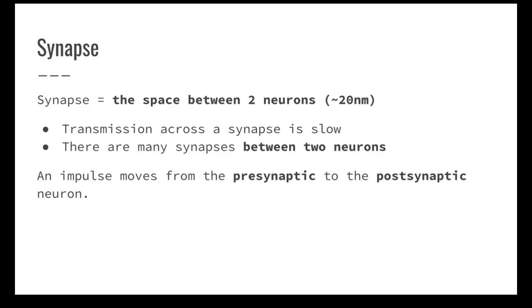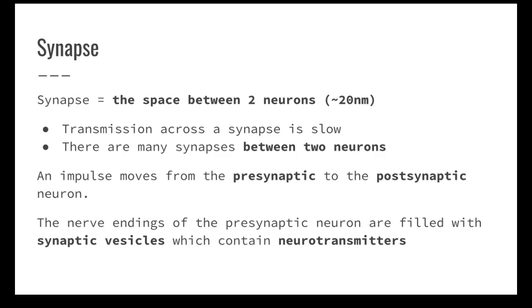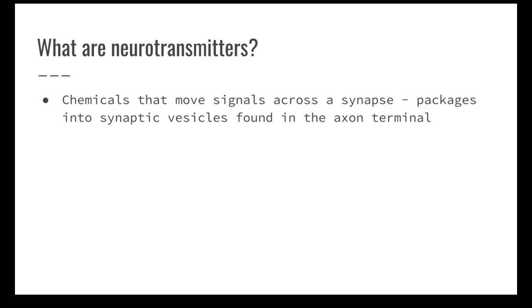And we use the word presynaptic and postsynaptic to describe the first neuron would be the presynaptic, before the synapse, pre as in before, and then postsynaptic neuron is the one after the space. And in order to send a signal, we use something called a neurotransmitter, which is a chemical that moves across the synapse. It's in these synaptic vesicles, which are like these little nuggets of neurotransmitters that are found within the presynaptic knob, is what we call it.